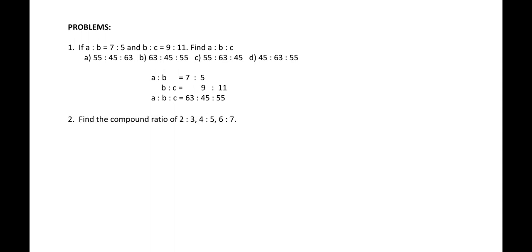Next is second problem. Find the compound ratio of 2 is to 3, 4 is to 5, 6 is to 7. Compound ratio is nothing but multiplication of the ratios. See, compound ratio equal to 2/3 into 4/5 into 6/7. 2 into 4 into 6, 48. 3 into 5 into 7, 105. Therefore, 48 is to 105.